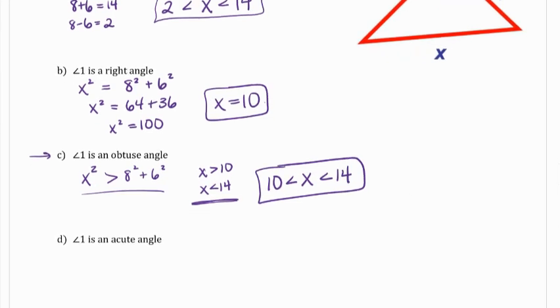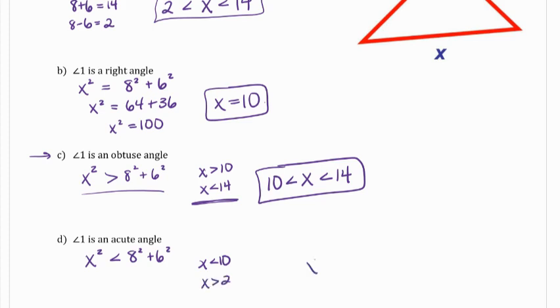And then finally, if I want this to be an acute angle, again, that would mean that our x squared is less than 8 squared plus 6 squared, right? Or, again, if we go back up here, we'd know it'd have to be less than the 10, right? Because this time we want it to be smaller. And then up here, we had a restriction that x has to be bigger than 2 to make it a triangle. So x has to be bigger than 2.